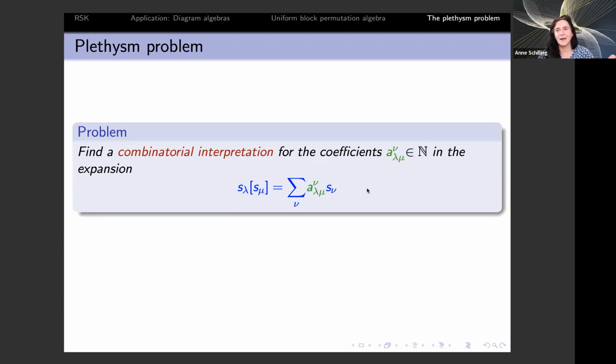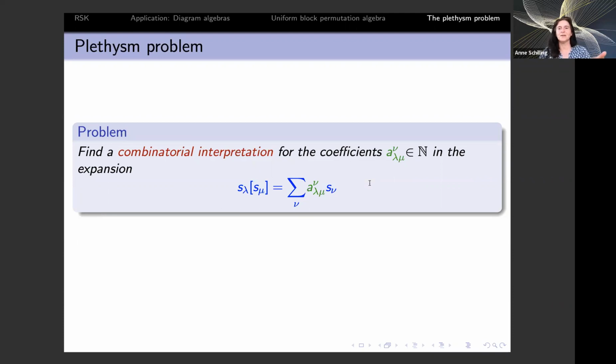So in special cases, we were actually able to give certain combinatorial interpretations, but in general, this is still an open problem. And one way you might try to understand this problem is as follows. So the Schur functions are given as a sum over semi-standard Young tableaux.